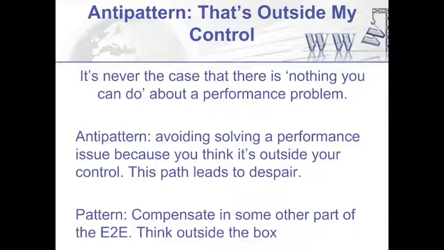performance problem. Even if you can't address the DNS problem, you can compensate for that somewhere else in the end-to-end response time. You can find a way to mow around that rock in your yard. You might not be able to move it, but there's always something you can do. And despairing and saying, "Oh, there's nothing I can do about that, it's outside my control," is an anti-pattern that you really, really want to avoid. Think outside the box. What else could you do?